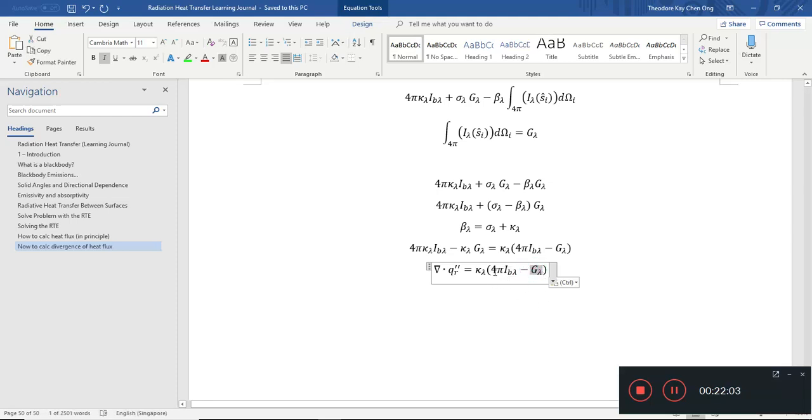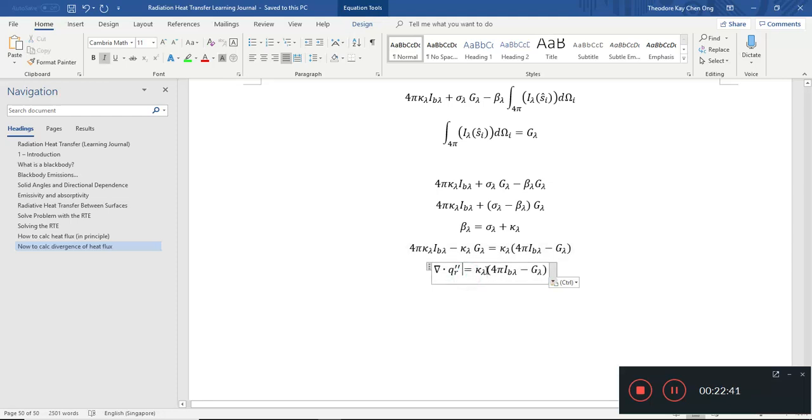There's this kappa lambda, which is the absorption coefficient, which you can think of as some kind of emissivity. So there'll be a fraction of G lambda which is absorbed, the fraction of the incident radiation being absorbed, and the fraction being emitted. And notice scattering doesn't really matter because we are taking it over all angles. So scattering disappears, which is nice and convenient. So this is what the divergence of heat flux actually looks like.